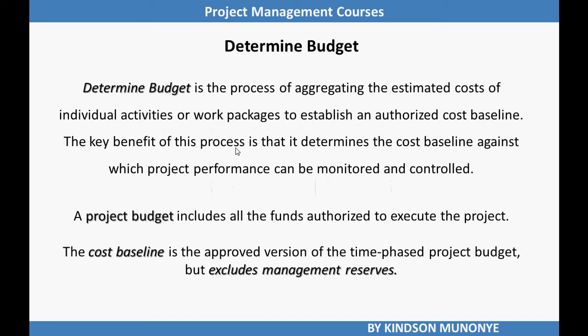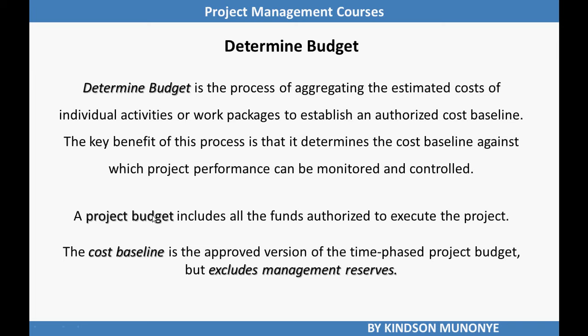According to the PMBOK Guide 5th edition, determine budget is the process of aggregating the estimated cost of individual activities or work packages to establish an authorized cost baseline. The key benefit of this process is that it determines the cost baseline against which project performance can be monitored or controlled. A project budget includes all funds authorized to execute the project. This is an important point.